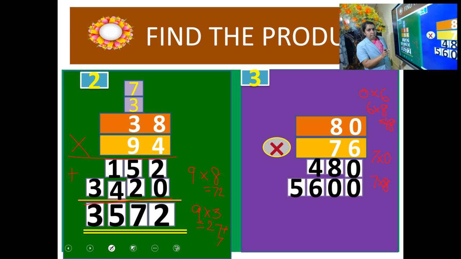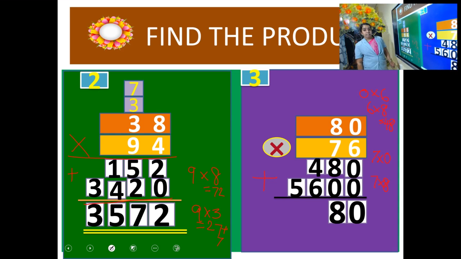Is this the answer? No. What do you have to do? For getting the answer, you have to do the addition. So, add these two numbers. 0 plus 0, 0. 8 plus 0, 8.